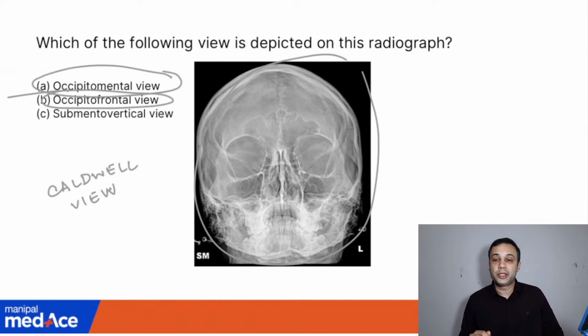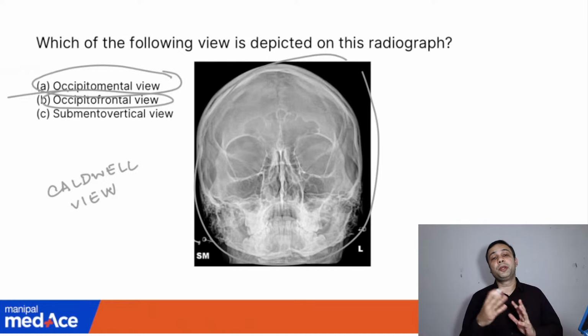Waters view. Okay, so Waters view is the answer. Waters view is the occipitomental view. If the occipitomental view is done with the mouth open, it becomes the Pierce view. With the occipitomental view as such, the best depicted sinus is the maxillary sinus. With the occipitomental view with mouth open, you are able to visualize the sphenoid sinus as well.